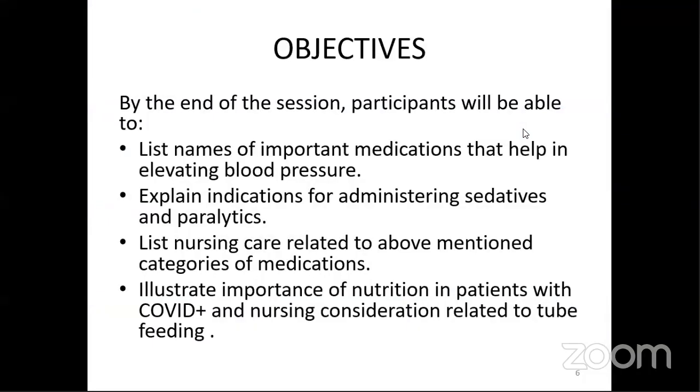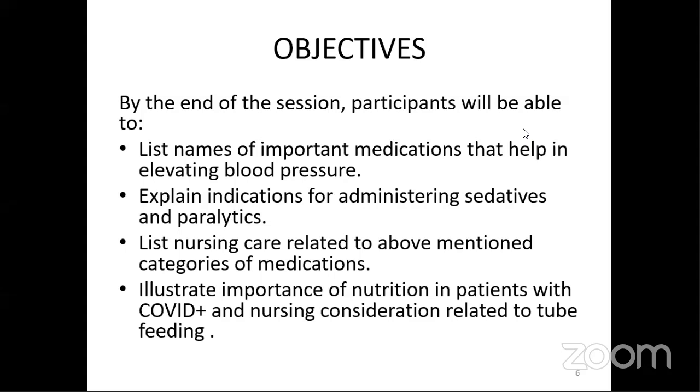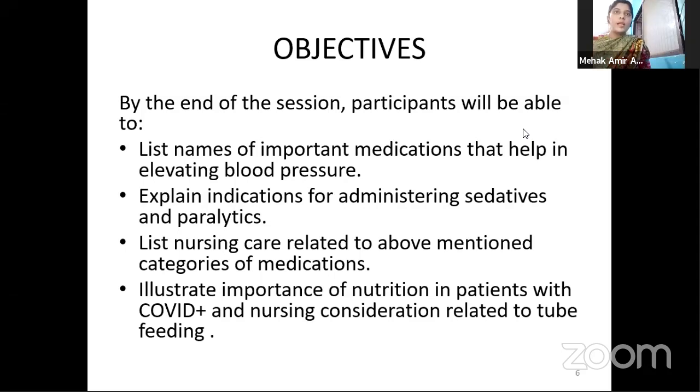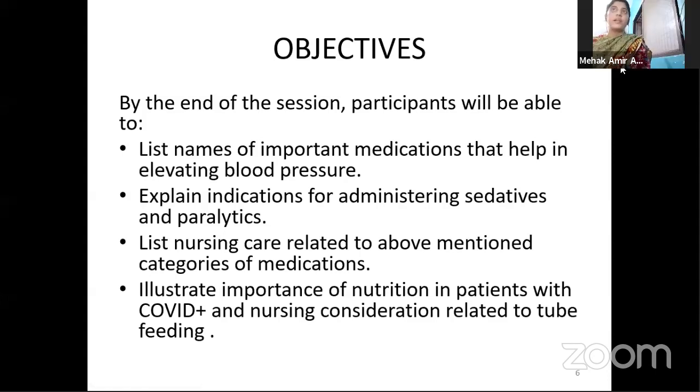So shall I start? Yes, please, Mehak. So we are moving towards the main drugs which are used in the critical care settings, and we are going to list down some important medication which helps the patient to elevate the blood pressure, their indication, mainly the paralytics, vasopressors, inotropes, its nursing consideration, and as well as we will also illustrate the importance of nutrition.